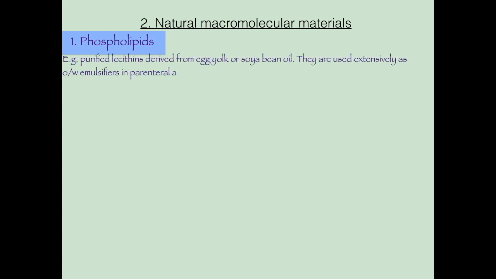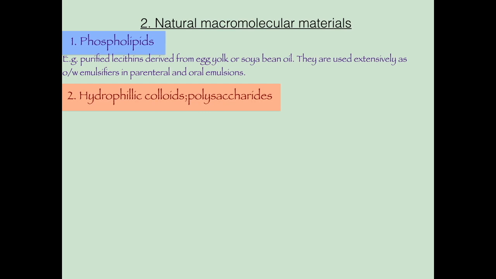So they contain phospholipids. Purified lecithins are natural surfactants derived from egg yolk or soybean oil. They are used extensively as oil in water emulsifiers in parenteral and oral emulsions.